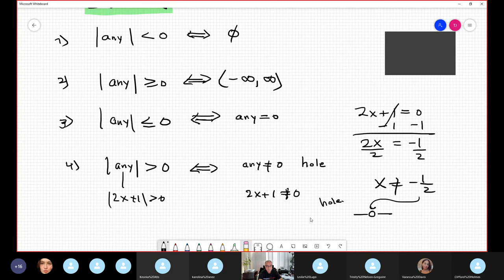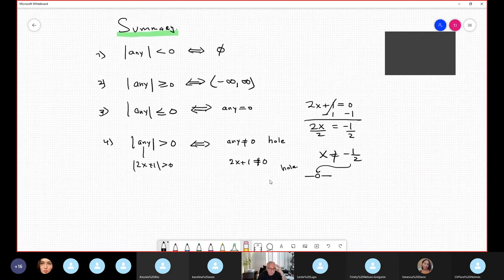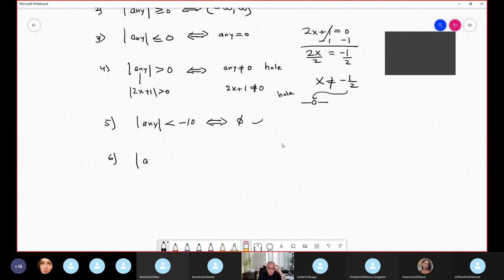Clear or confusing? Well, look, number 5, number 6. Suppose you have the absolute value of any expression less than negative 10. This is equivalent to saying no solution. It's exactly the same thing, because absolute value is never less than any negative number. And number 6, the absolute value of any expression greater than negative 10, the solution is all real numbers, because absolute value is a distance. Here the keyword is never, and here the keyword is always: any number satisfies this. Again, never satisfies, no solution, infinity minus solution.